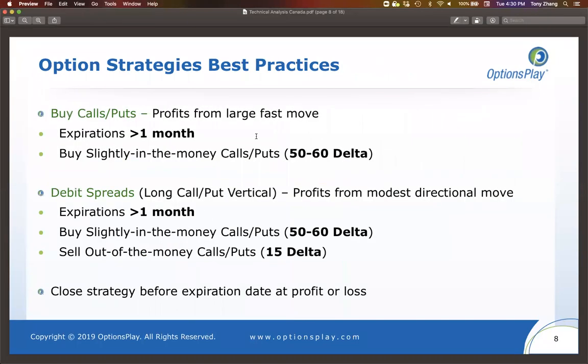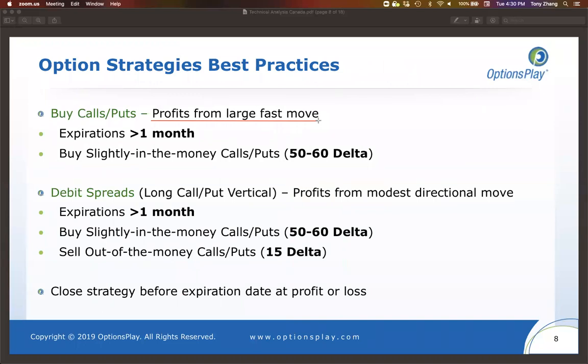So like I said, this is just a review of these strategies. This is not meant to be a comprehensive understanding of these strategies. So if you want to learn more, please look at those webinars. So when we're talking about buying calls and puts, this is where we're expecting to profit from a large and a quick and fast move in one direction or another.